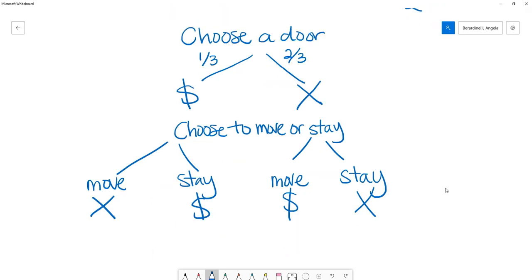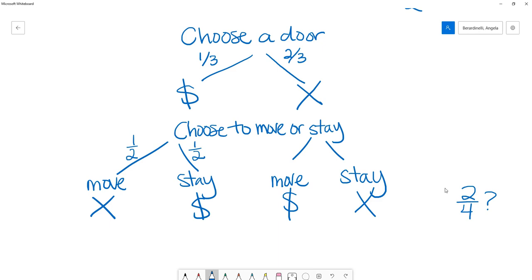If you don't worry about the probabilities involved, it looks like you've now got 2 out of 4 choices, which is 1/2. So it still might be probability 1/2 of winning. 2 out of your 4 final choices of moving and staying involve money. But these probabilities are actually really important. So initially there's a 1/3 chance that you chose the prize. And then moving is 1 of your 2 choices at that point. Staying is 1 of your 2 choices at that point.